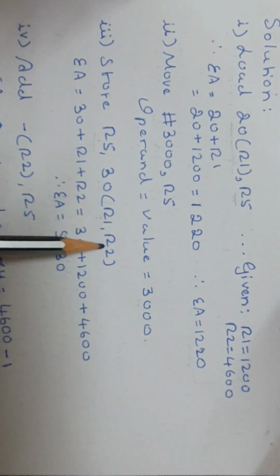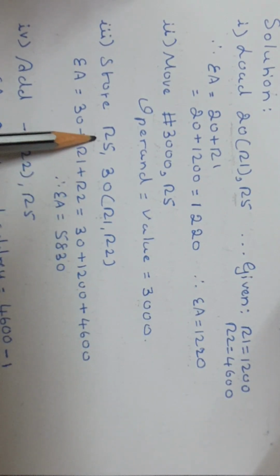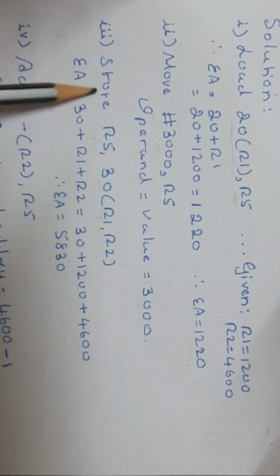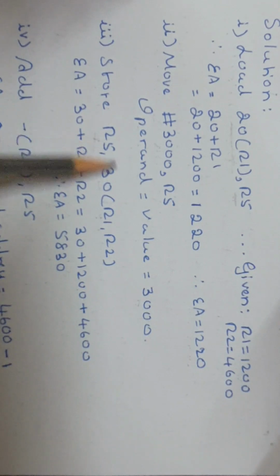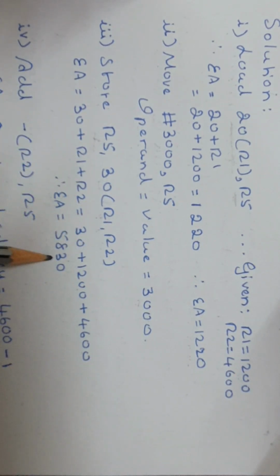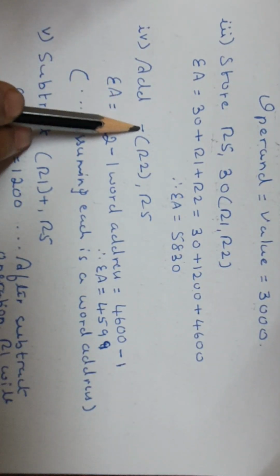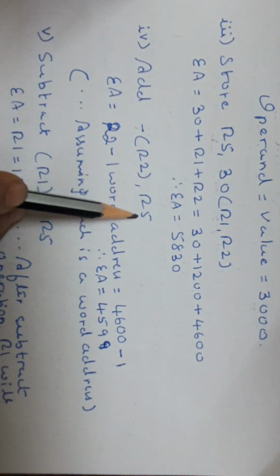30 plus 1200 plus 4600 equal to 5830. This is the address of memory location in which R5 content is going to be stored. Okay, that is what is store operation. Store operation copies the content from processor register to memory location. Hence the effective address here it is 5830. Then fourth instruction is add this minus sign, that is decrement sign in bracket R2, R5.